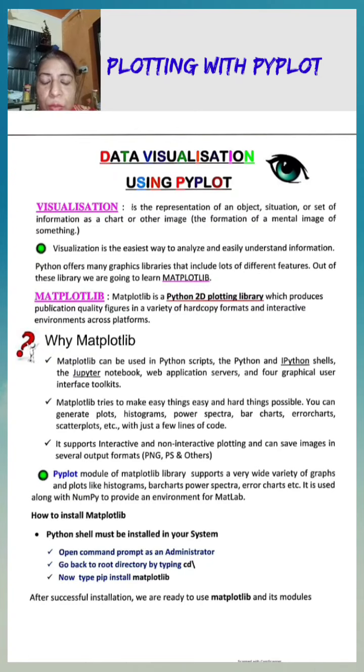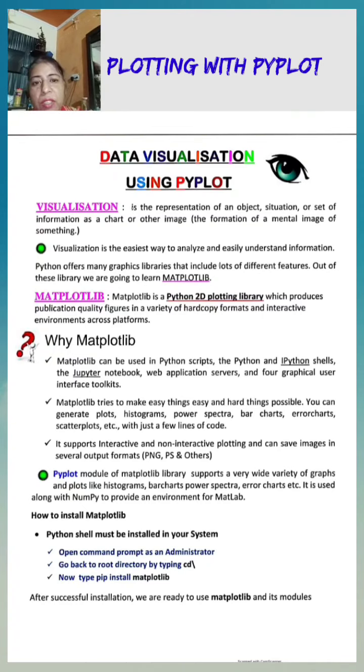What do you mean by visualization? Visualization is a word formed from the visual. It means it is the representation of an object, situation, or set of information as a chart or any other image. It means our data will be represented in the form of chart or image. You all know that when we represent the data on an image, the data becomes more impactful and meaningful, and you can easily analyze the data with the help of this chart.